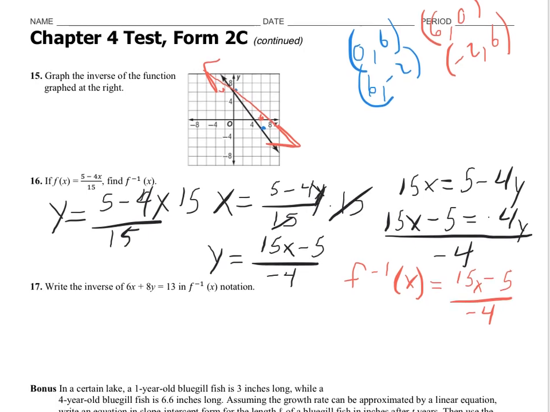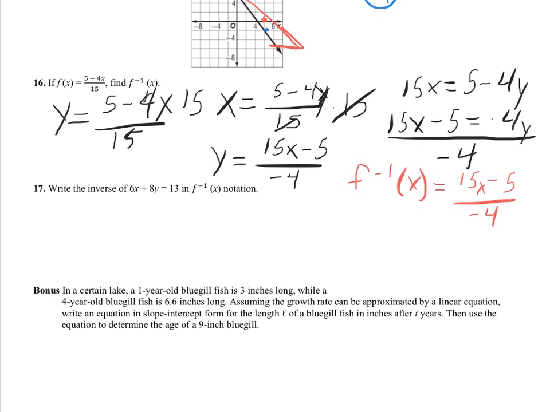Okay, let's look at number 17 now. Now this one, guys, don't panic. There's no f of x, it's not solved, so you skip step 1, you don't have to write f of x as y, you just interchange x and y. So now it's 6y plus 8x equals 13. And it's actually like you get to skip a step. Now solve for y. Subtract 8x over, 6y is equal to negative 8x plus 13.